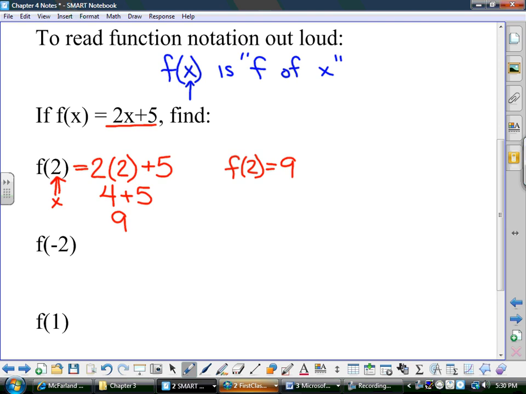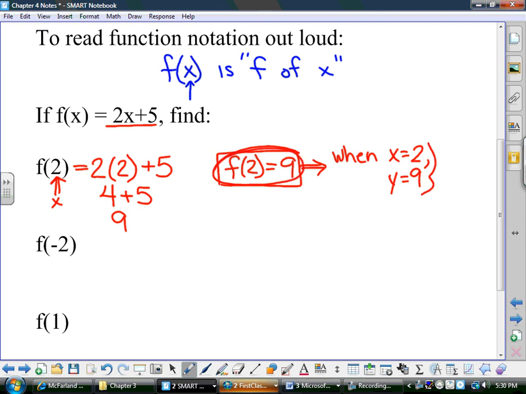Now I said it's kind of mathematical shorthand. Within that one quick and easy thing to write, what I'm conveying is that when the x is 2, the y is 9. So this one function notation equation takes two separate equations and puts them together into one easier thing. That's what I mean by shorthand. Instead of having to write a separate equation for x and y, it combines it into one thing where I can see the input and the output all at once.